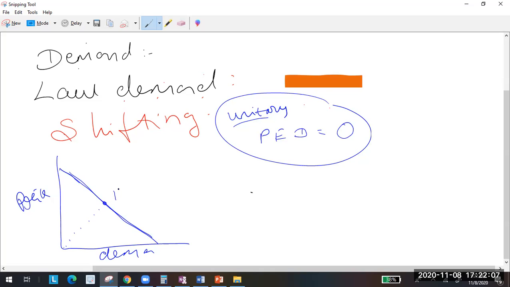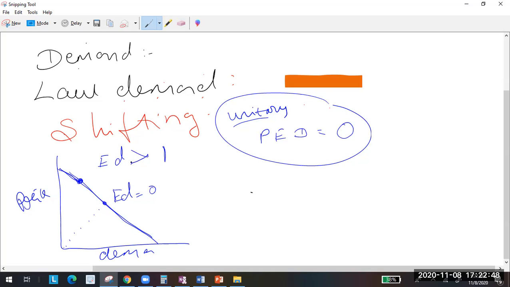Okay. So, unitary elastic is represented like this in a graph, right? ED is equal to 0. Can you tell me what it represents if the point is here? How does PED react relative to 1, more than or less than 1? The price is raised higher, so more than 1. Less than 1.